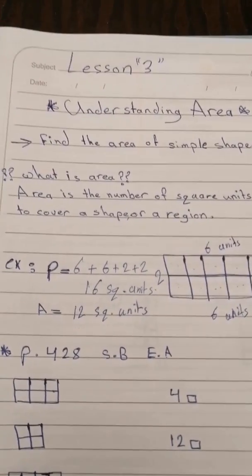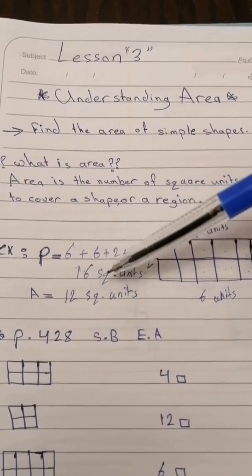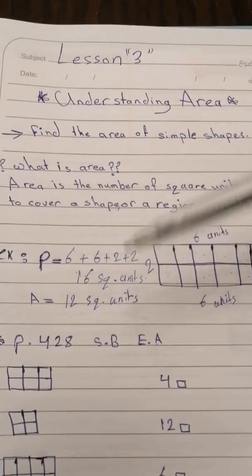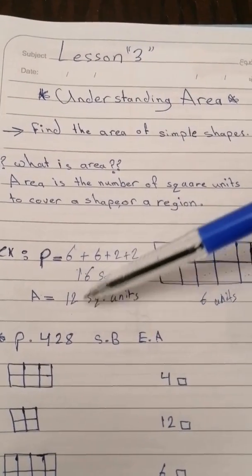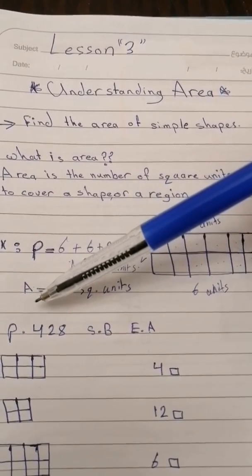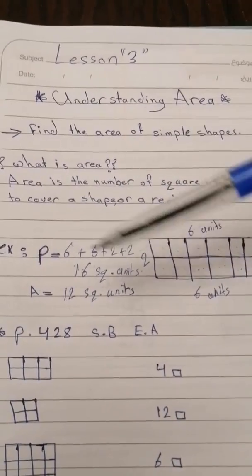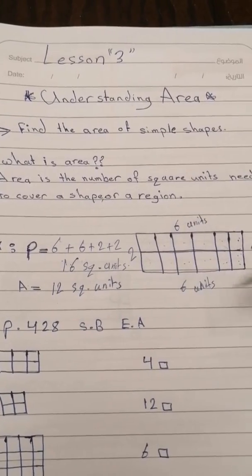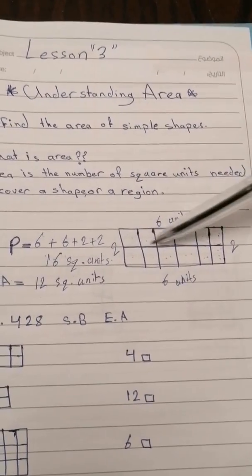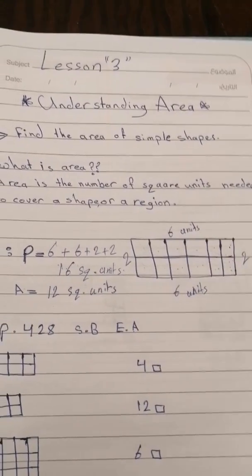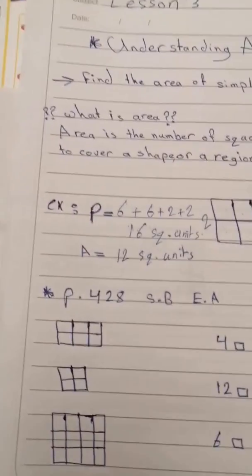Now, if you see here, perimeter equals 16 square units and area equals 12 square units. Now here, these are different, right? Perimeter is different from area. Why? Because when we find the perimeter, we just find these 4 sides and add them all together, but for area we just count all the units inside the shape, okay? Inside the shape.